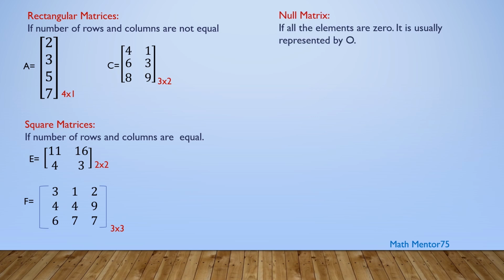Now let's discuss null matrix. If all the elements are 0, it is a null matrix, and it is usually represented by a capital letter O. For instance, O is equal to 0, 0, 0, 0. Here we have 2 rows and 2 columns. As it is obvious that all elements are 0, we can simply write capital letter O. But the only confusion is, what is the order of that matrix? So we just write down its order next to capital O. For example, if we have matrix O with 3 rows, 2 columns, we can simply write capital O with its order.